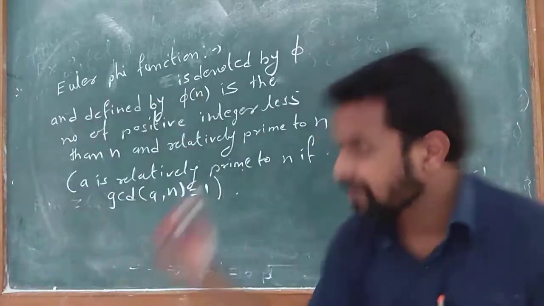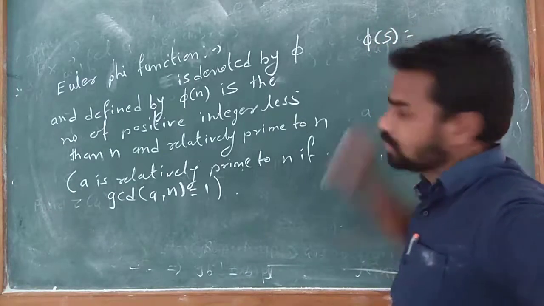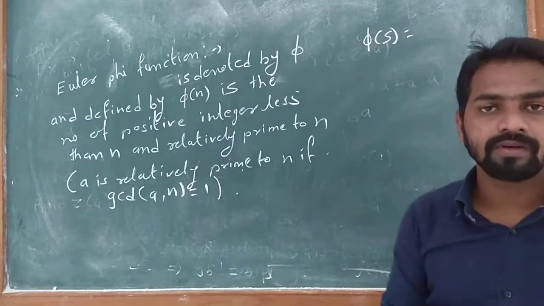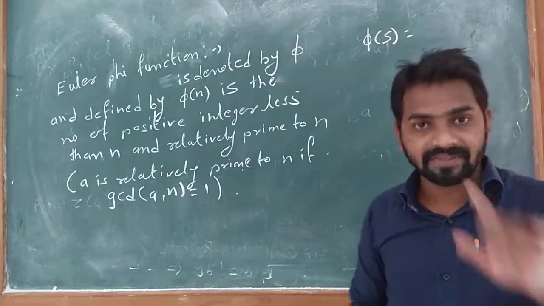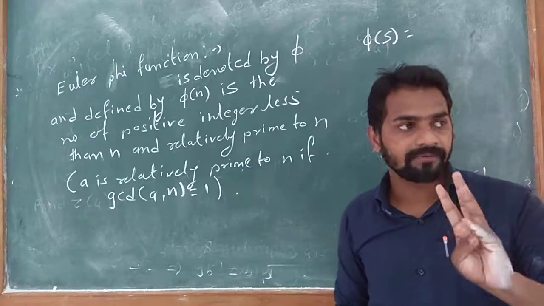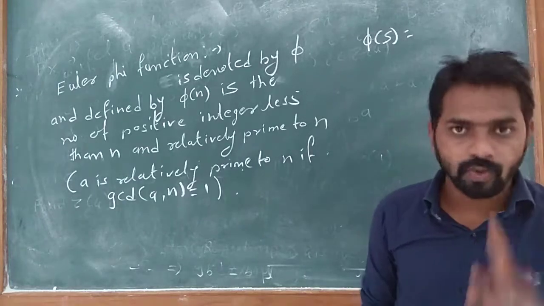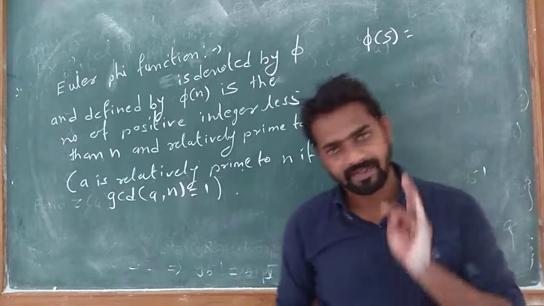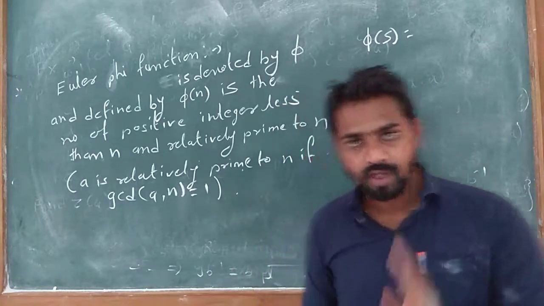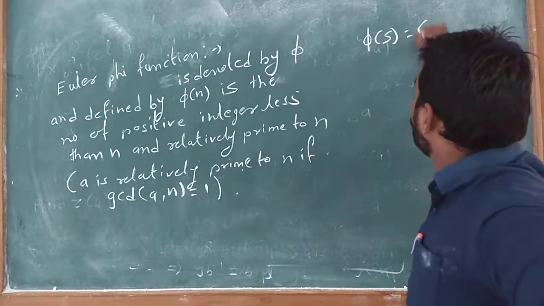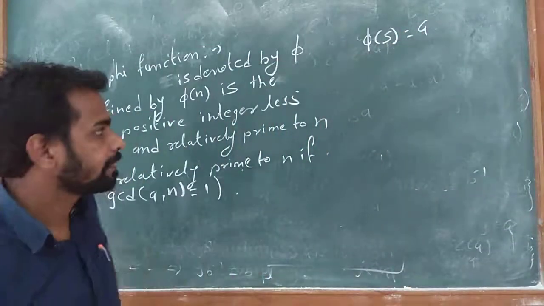For example, let us see phi of 5. The elements less than 5 are 1, 2, 3 and 4. Relatively prime to 5 means the GCD of 1 and 5 is equal to 1. GCD of 2 and 5 is also 1, 3 and 5 is also 1, 4 and 5 is also 1. Therefore, there are 4 numbers less than 5 and relatively prime to 5.